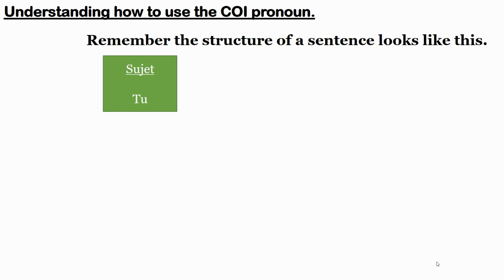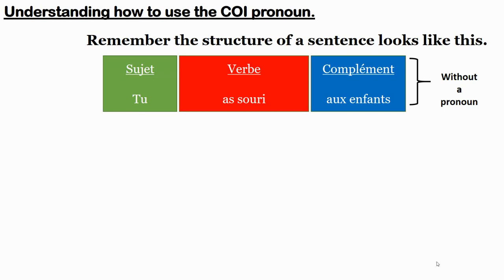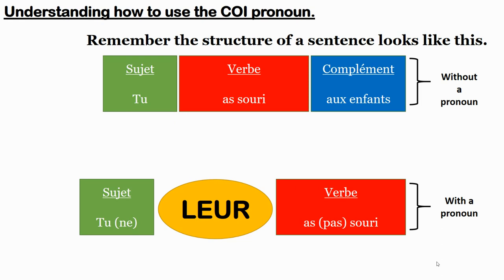Let's look at another one. Tu as souri aux enfants. This one is a sentence in the passé composé, but it works the same. Tu leur as souri. Or in the negation, tu ne leur as pas souri. You put your pronoun before the verb. And the complément aux enfants disappears and is being replaced by leur.